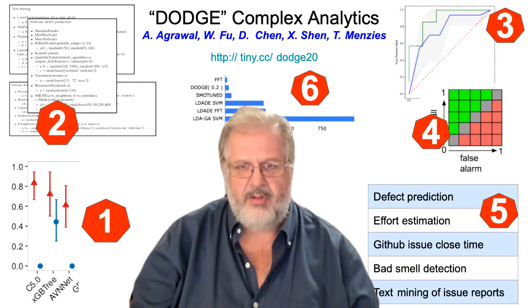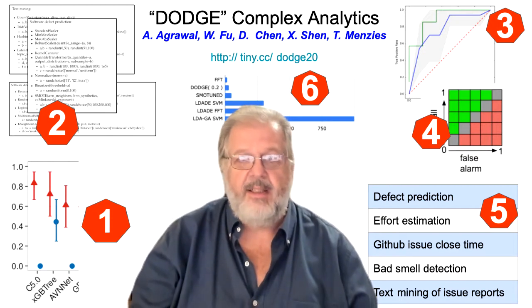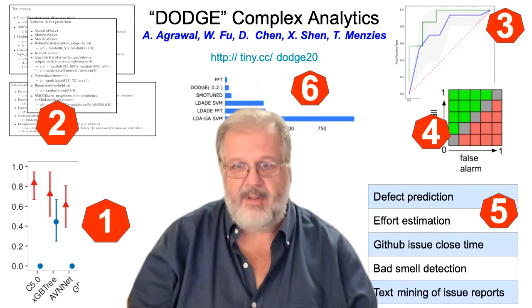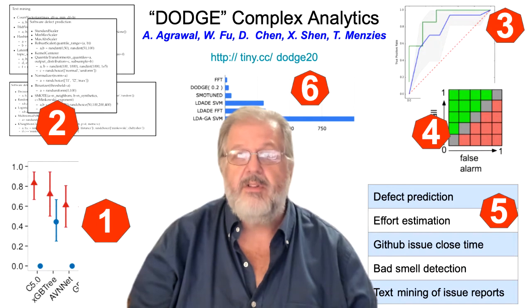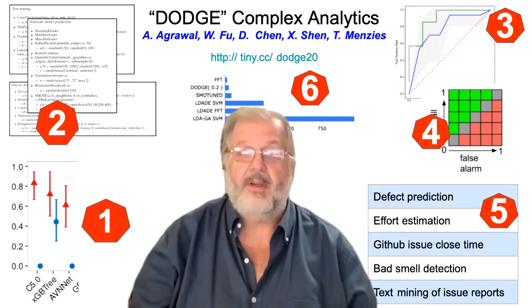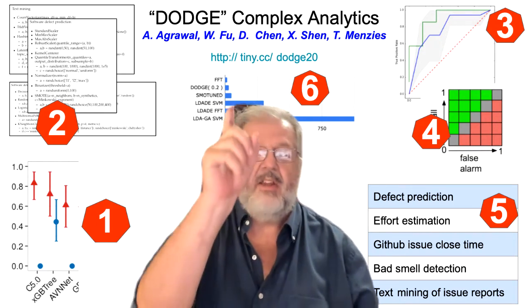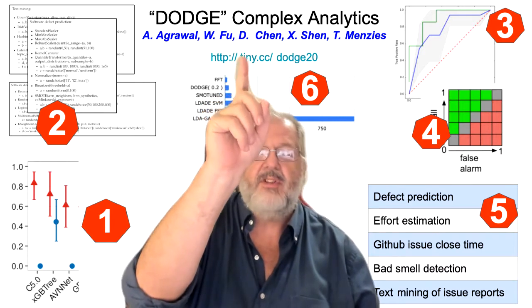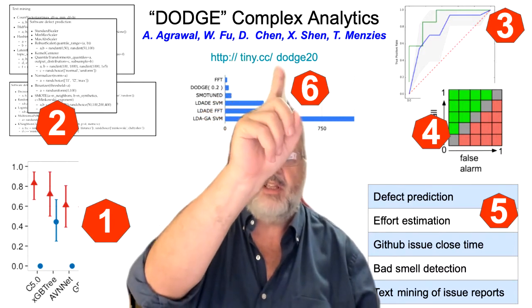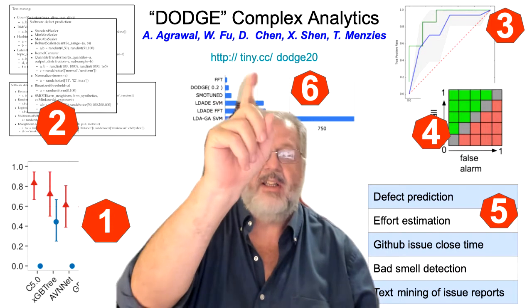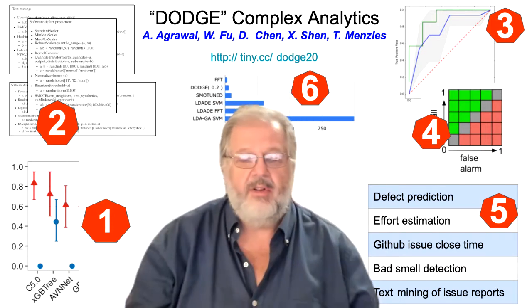I'd like to talk about dodging complex analytics. This is work with Amrit Agarwal, Wei Fu, Scott Chen, Xiaoping Shen, and myself from NC State University. If you want to know more about this talk, have a look at this URL, tiny.cc/dodge20. All the links are here.